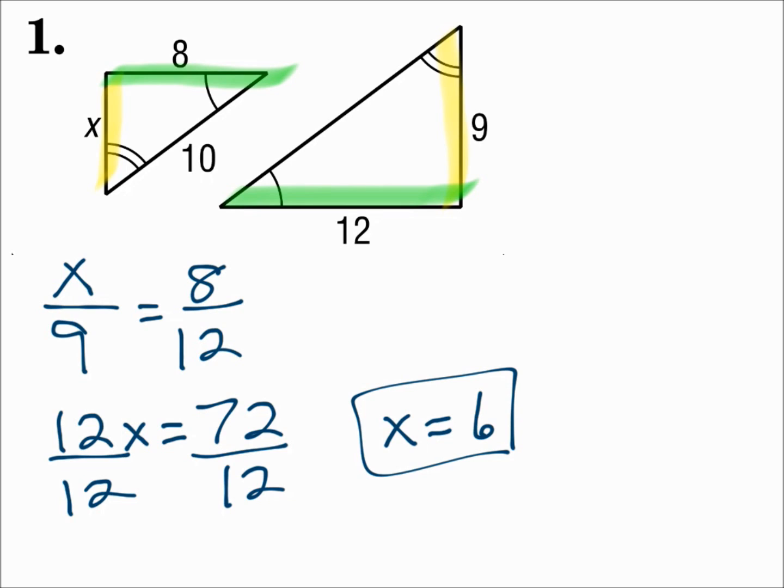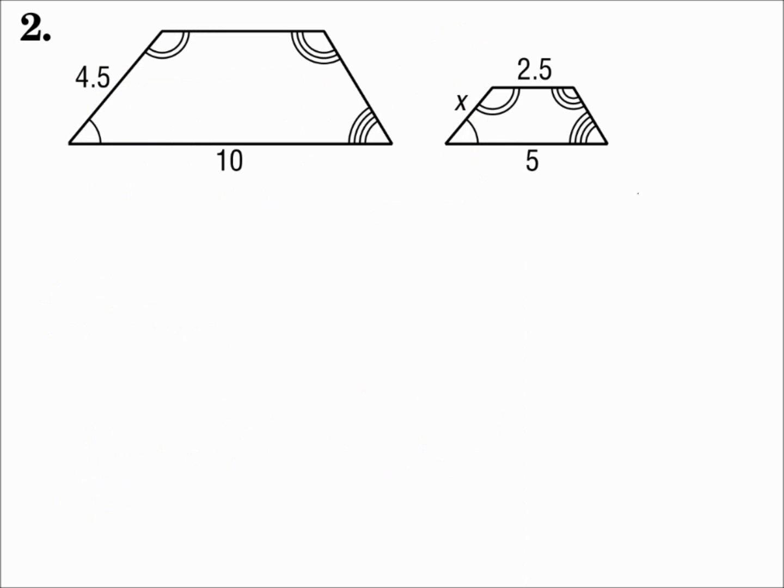Organizing is key though. Match up each pair of sides based on the angles that are marked congruent. Organize your proportion. We did left over right equals left over right, and then cross multiply and solve. Number 2. These quadrilaterals are similar. Let's pair up the matching sides.